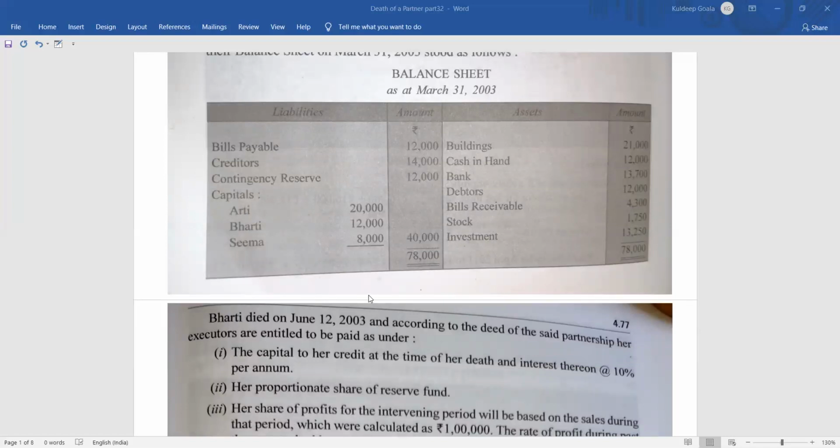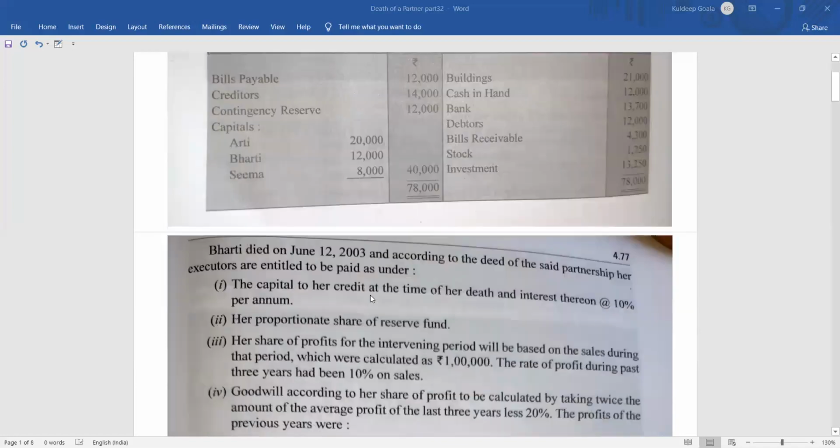So what is given here? Bharti died on 12th of June 2003, and according to the partnership deed, it was told that her executor is going to get the following. The first one, the capital to her credit at the time of death and interest thereon at the rate of 10% per annum. Bharti will get the capital value of 12,000, which is appearing here, along with interest of 10% per annum. We are going to find out for how many days, 73 days.